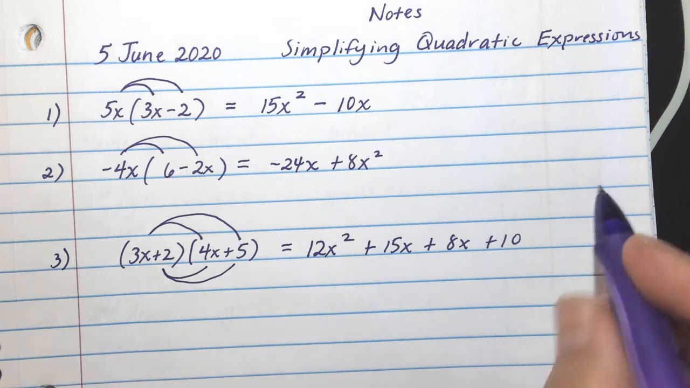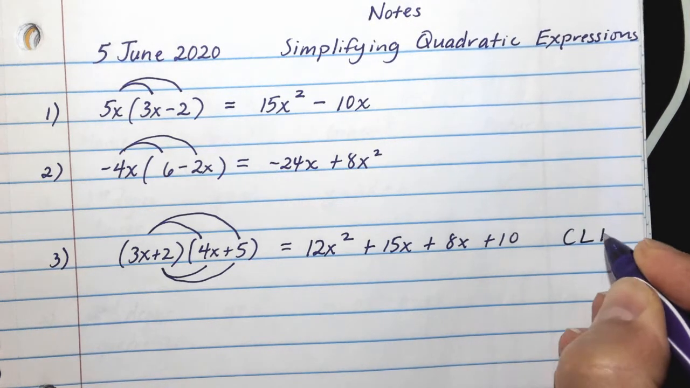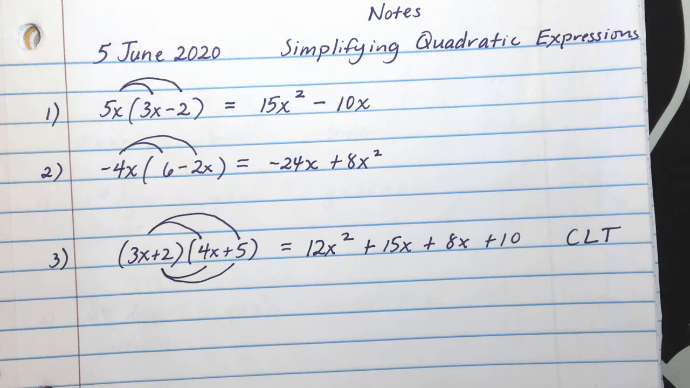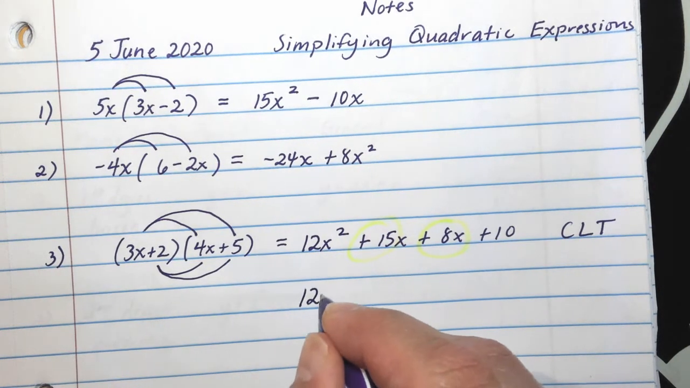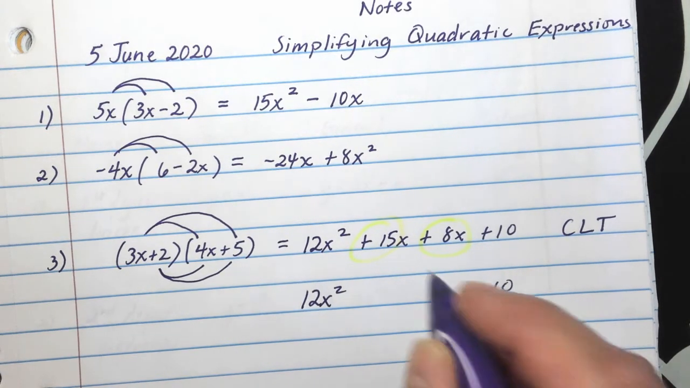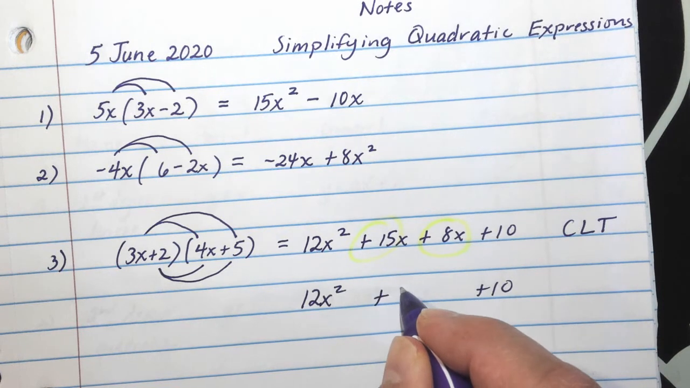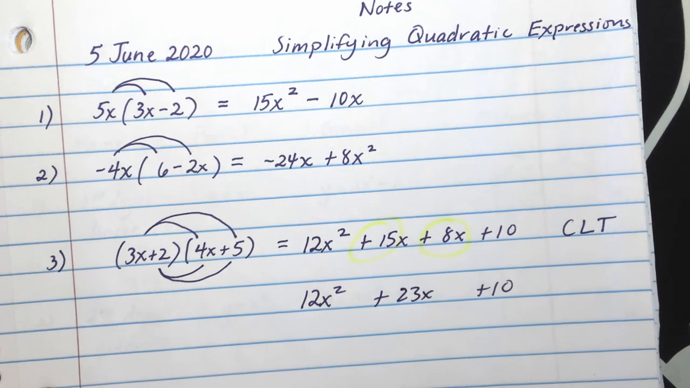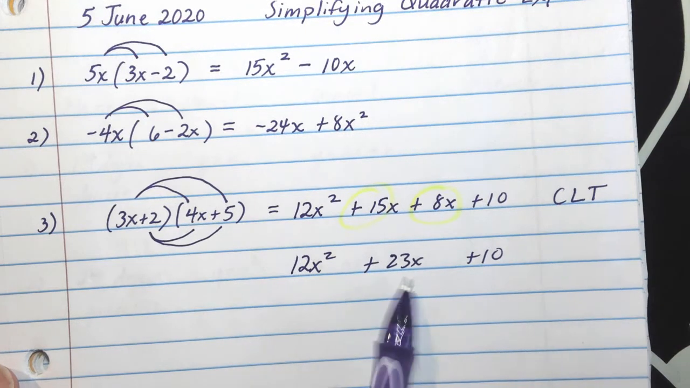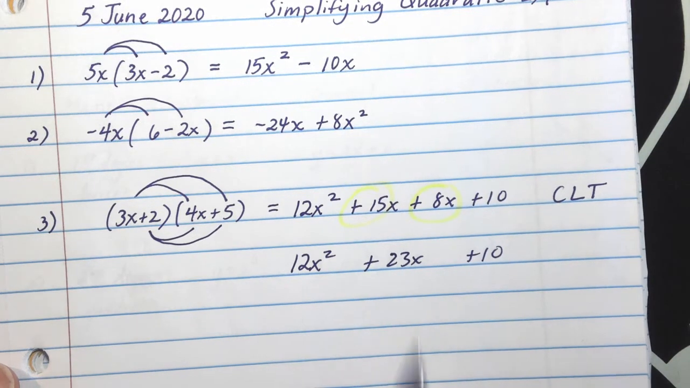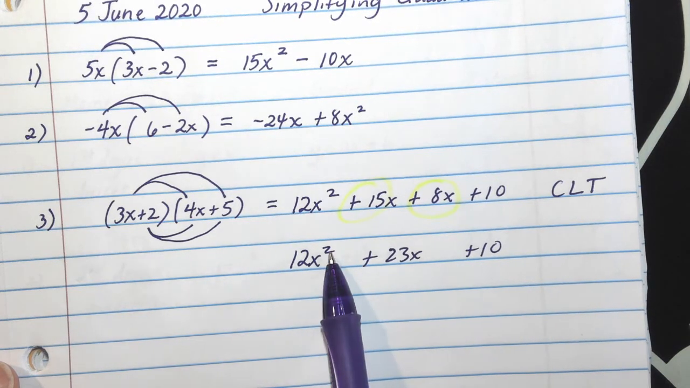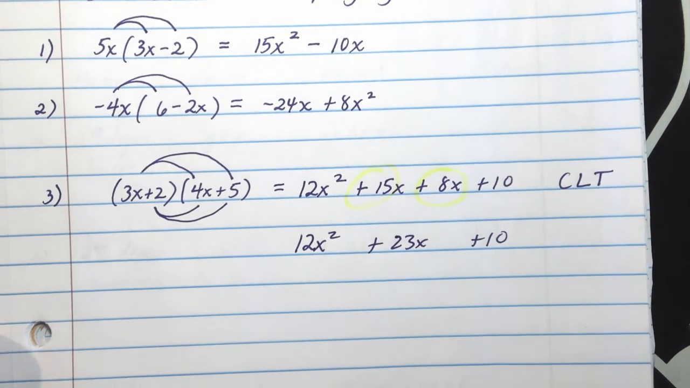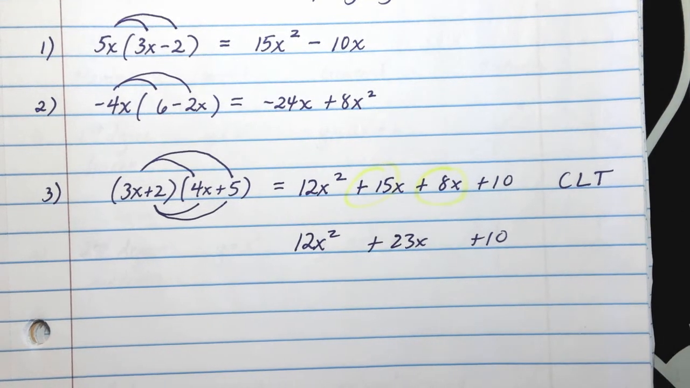And then, you ain't done. You still have to combine like terms. Let me circle them. This guy and this guy. Both of them are positive. Easy to combine like terms when things are positive. Those become positive 23x. And then you're done. You cannot combine this with this because they're not like terms. They do have the same variable, but they do not have the same exponent. They must have the same exponent in order to be combined.